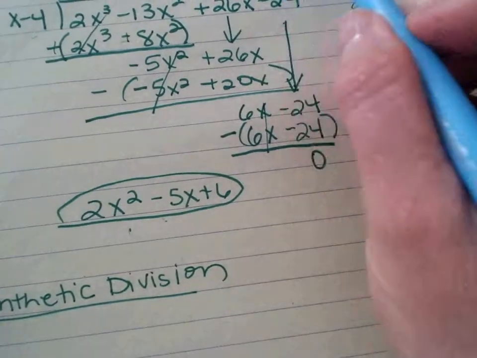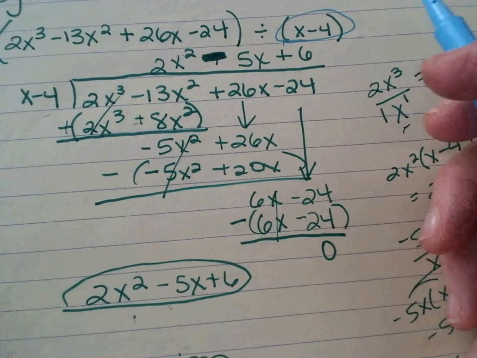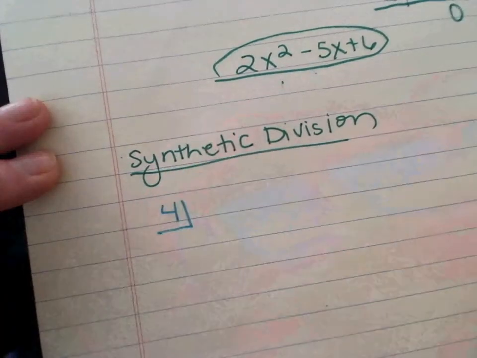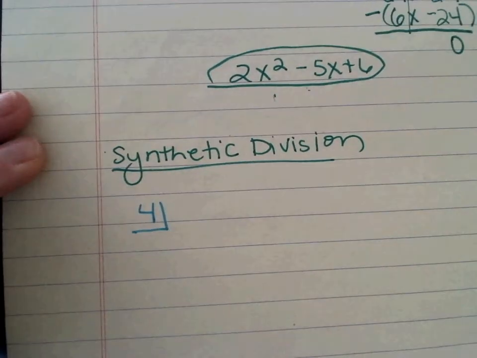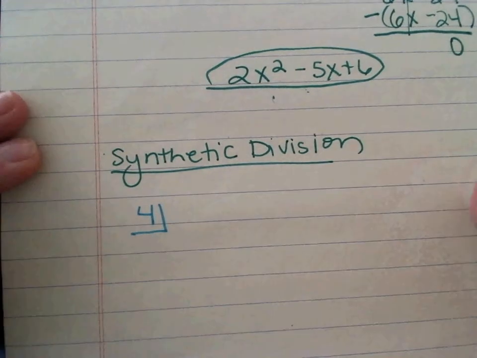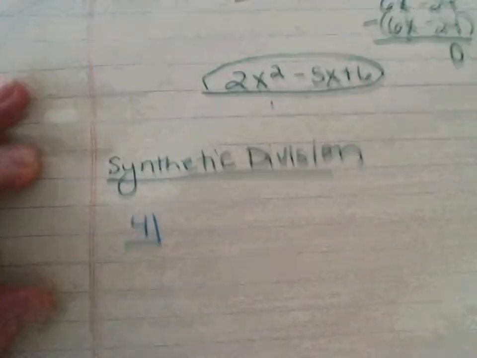And this is weird. It's weird at first. I'm going to start by writing the root that goes along with this binomial that I'm dividing by. The root that goes along with that we just established is 4. So that's going to go here in a box. 4 in the box. And then you're going to write the coefficients in descending order.